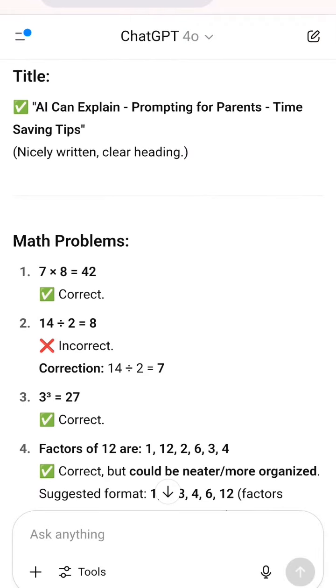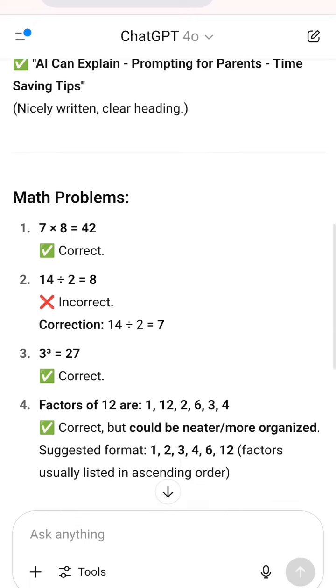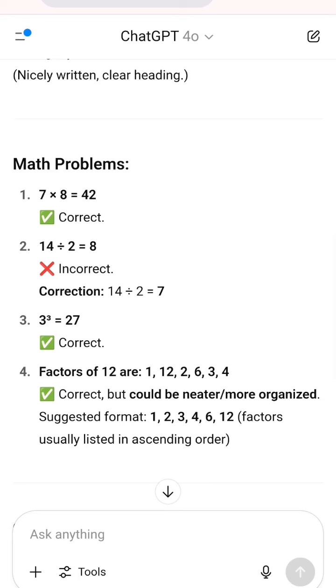So it's told me that 7 times 8 is 42 is correct, which is not right. So it is really important if you're using generative AI that you are fact checking. It has correctly marked the second one wrong, if that makes sense. So 14 divided by 2 is not 8, it should be 7. And it's given the correct suggestion there.